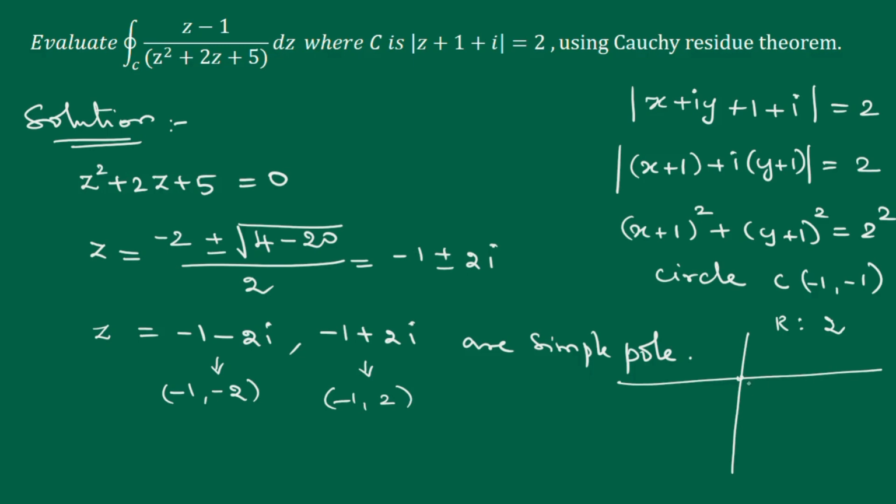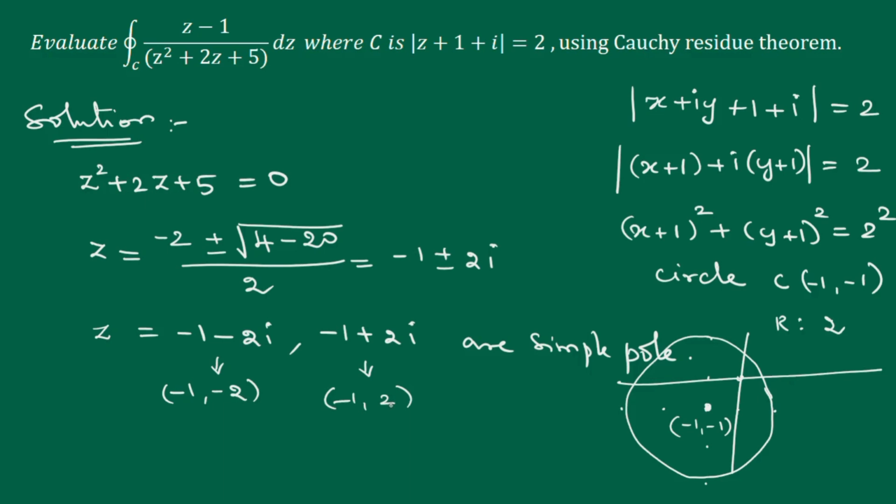If we consider this to be the origin, minus 1 comma minus 1, let us take this point. This is minus 1 comma minus 1 and it is of radius 2. So consider this to be the center, and radius 2 means approximately, let us draw like this. So we have to consider a circle like this. Now we have to check whether minus 1 comma minus 2 and minus 1 comma plus 2 lie inside or outside.